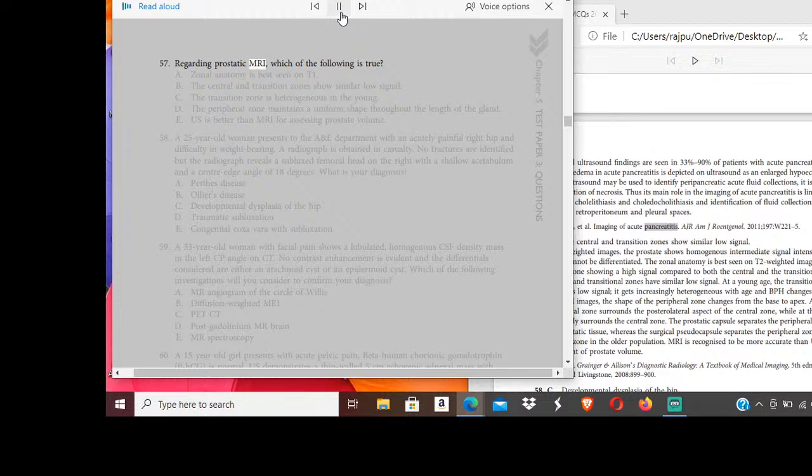58. Regarding prostatic MRI, which of the following is true? A. Zonal anatomy is best seen on T1. B. The central and transition zones show similar low signal. C. The transition zone is heterogeneous in the young. D. The peripheral zone maintains a uniform shape throughout the length of the gland. E. US is better than MRI for assessing prostate volume.